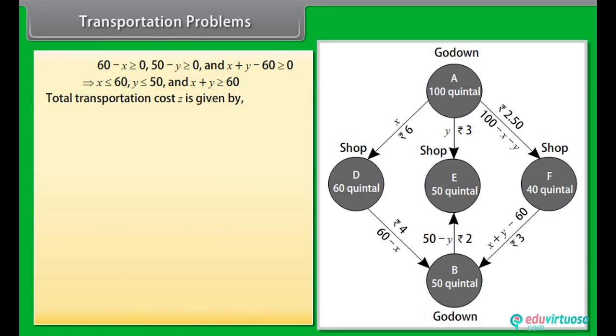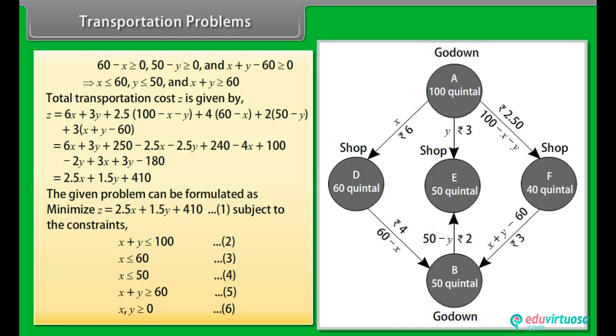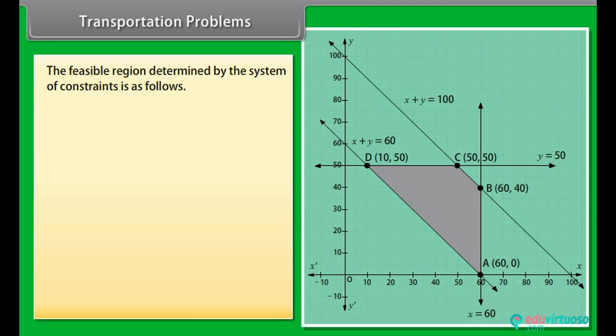Total transportation cost Z is given by. The given problem can be formulated as: minimize Z equals 2.5x plus 1.5y plus 410. Mark it as equation 1. Subject to the constraints. The feasible region determined by the system of constraints is as follows.